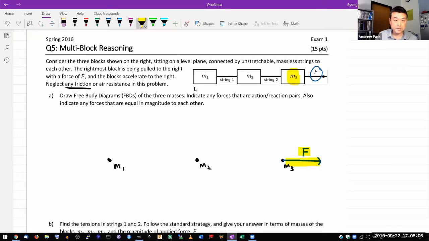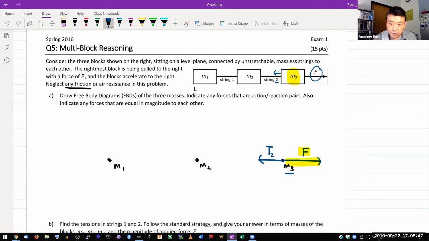Now, as I look at this picture, I ask myself the same question I always ask: have I drawn all the forces? As I look at this string, I realize I need the tension force coming from that string. Since it's string 2, let me call that T2. So there's T2. Then I ask myself again, have I drawn all the forces? As far as M3 goes, that seems like it. I don't see any other force that should be there. So I'm done with all the forces on M3.